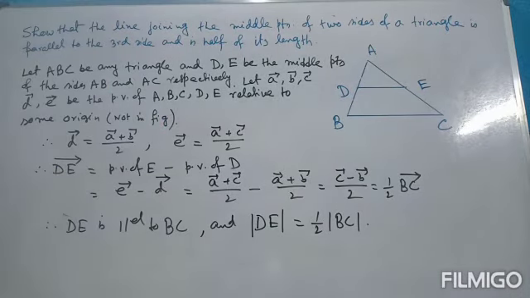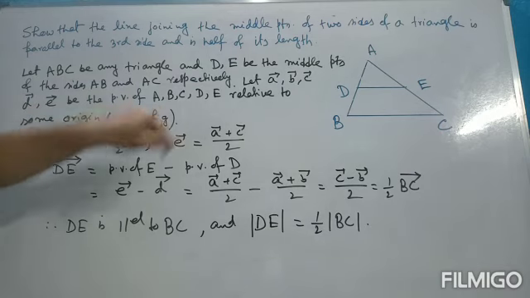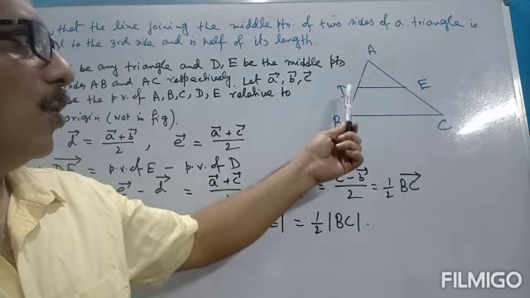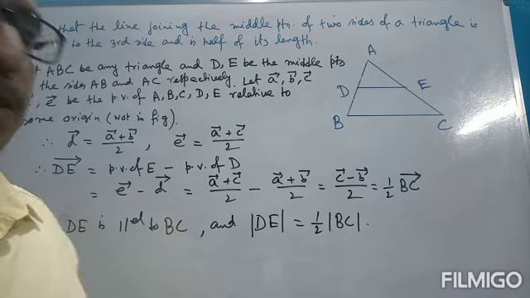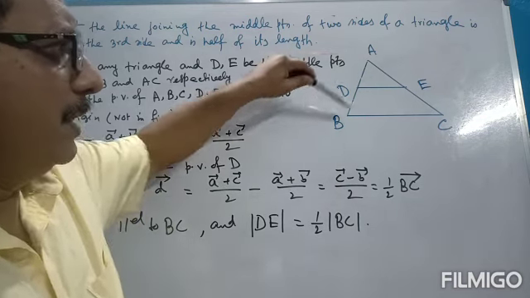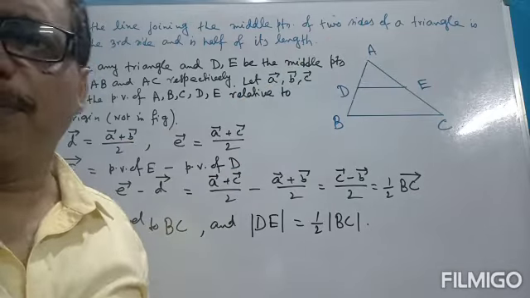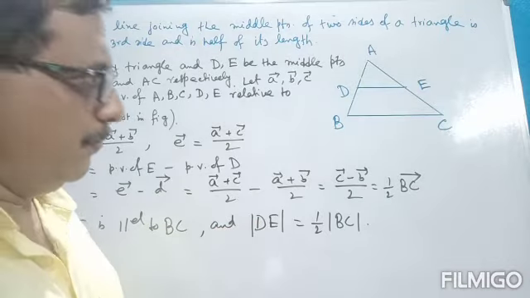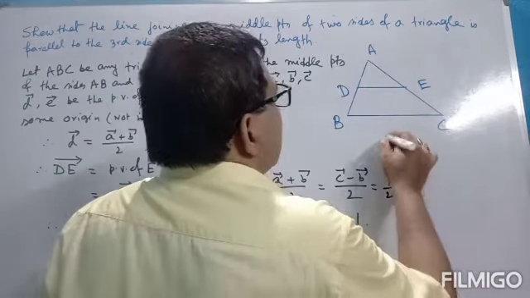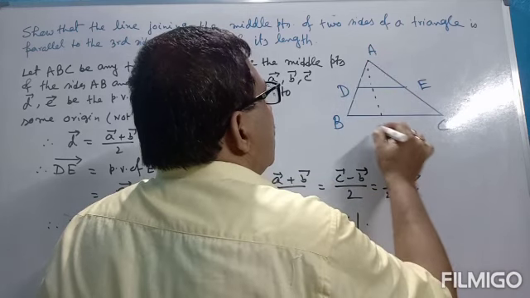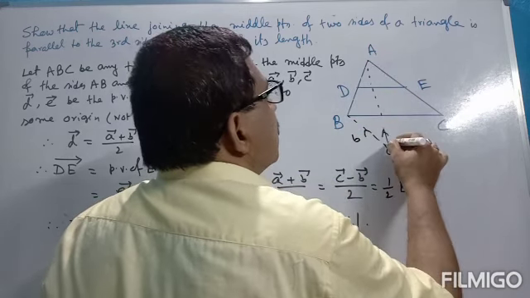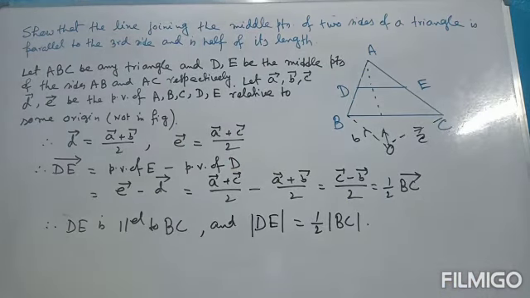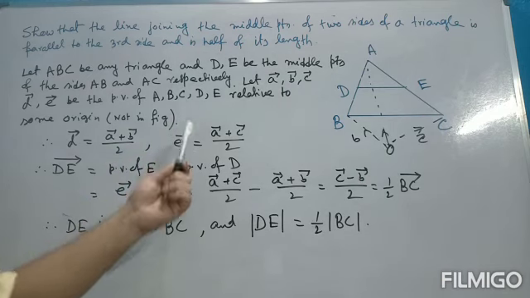So ABC is any triangle, D and E are the midpoints of sides AB and AC respectively. Let small a, small b, small c, small d and small e be the position vectors of the points A, B, C, D and E respectively with respect to some origin, which is not in your figure. No problem. If we draw a point O, then the position vector of A is small a, of B is small b, of C is small c, and so on for D and E.